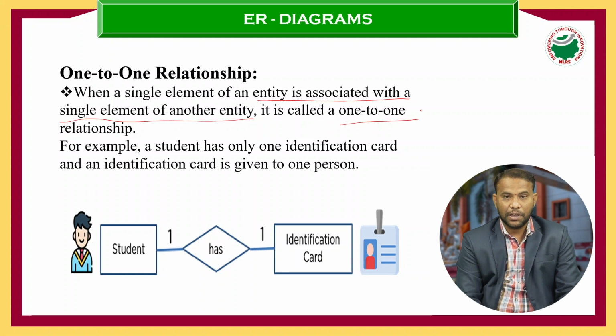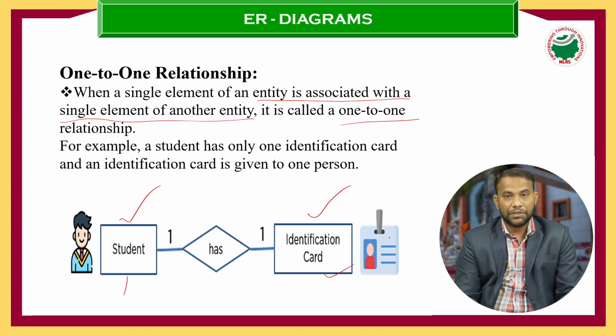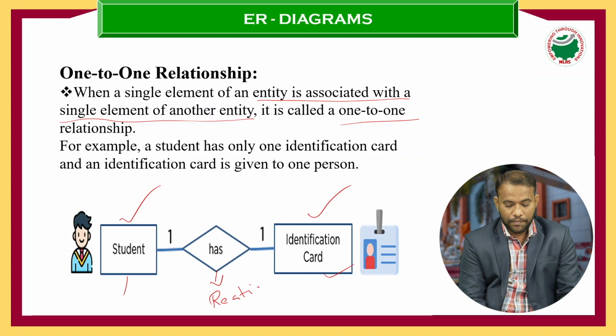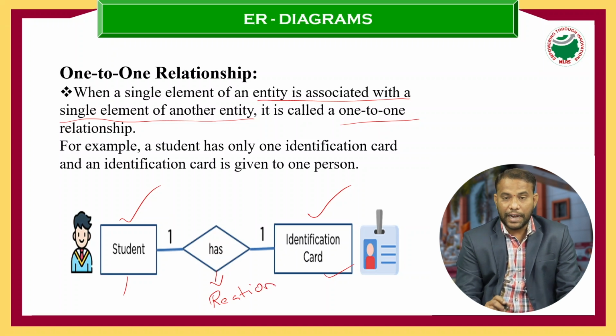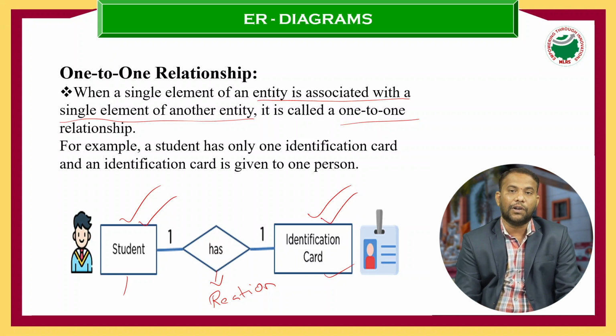For example, if you take the student, for student there will be an identity card. So student is an entity, identity card is another entity. Every student will have a single identity card. Okay, so that is the ID card. Then what is the relation between these two entities? Student has, so this is the relation. Student has ID card, means a student is single and ID card is single. These types of relations are called one to one relationship.